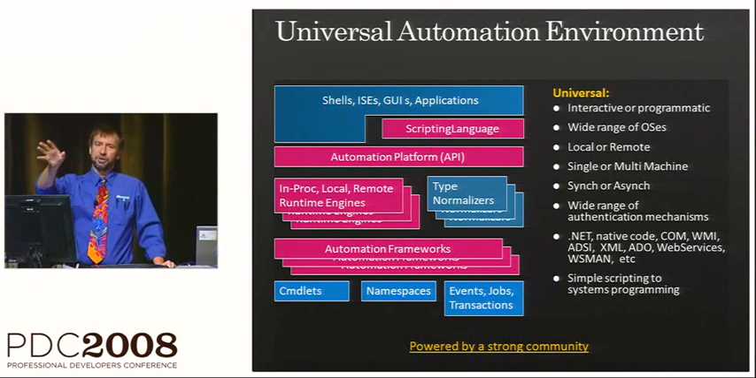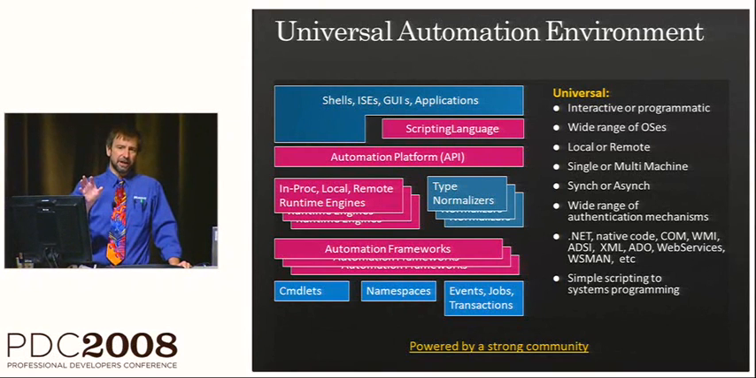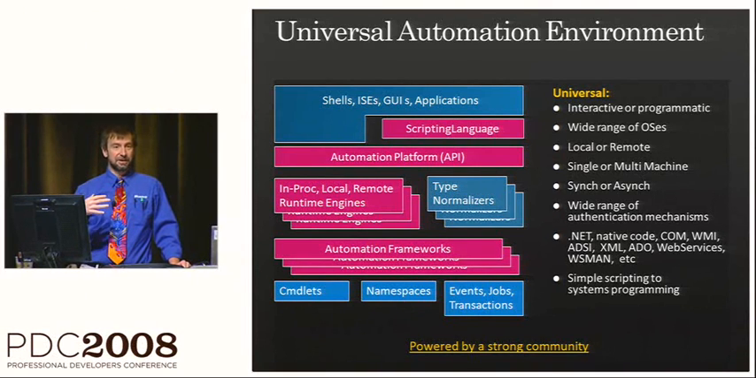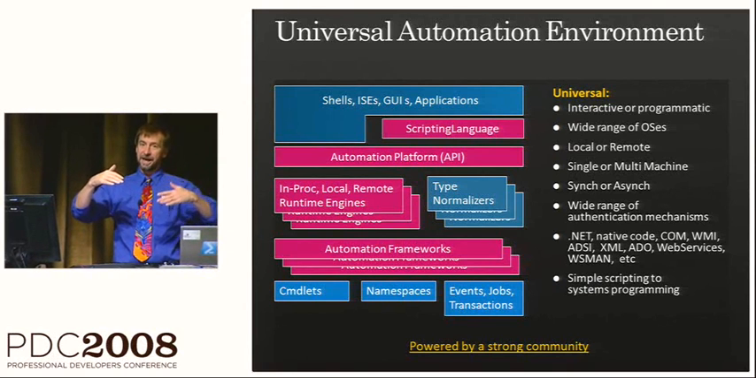With commandlets, you can do anything. With namespaces, it's a standardized experience for dealing with hierarchical information. You'll see that what we want to do is to be able to, over time, have more and more standard ways to deal with standard things. So in version 2, we now have a standard way to deal with events, a standard way to deal with jobs, and a standard way to deal with transactions. All of these are automation frameworks, frameworks that you can plug into and then have standard ways to access.